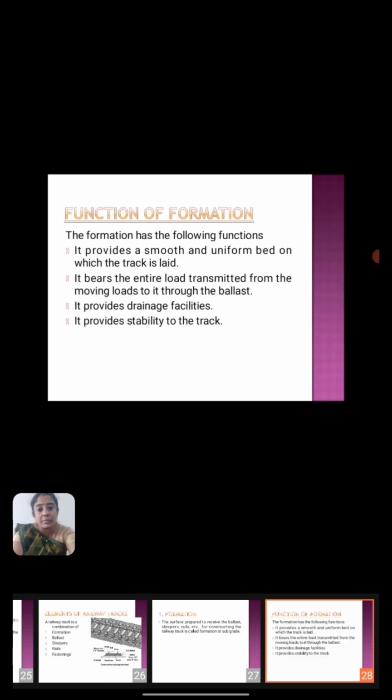And then functions of formation. So we have to provide the formation in the form of a smooth and uniform bed on the surface, so it can be able to resist the load transmitted from the moving loads. Here the moving loads, we are talking about the train loads. So you have to provide a drainage facility, proper drainage facility. By means of drainage facilities only, the wastewater coming out from the train will directly go beyond the formation. It provides stability to the track.